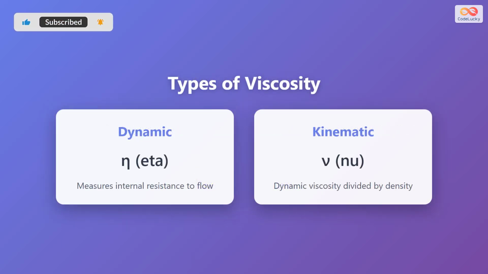There are two main types of viscosity: dynamic viscosity and kinematic viscosity. Dynamic viscosity, represented by the Greek letter eta, measures the internal resistance to flow. It tells us about the force needed to make a fluid flow at a certain rate. Kinematic viscosity, represented by the Greek letter nu, is the ratio of dynamic viscosity to the fluid's density. It tells us how fast a fluid moves when a certain force is applied. Both types are important in different applications, and understanding the distinction helps in selecting the right fluids for specific purposes.